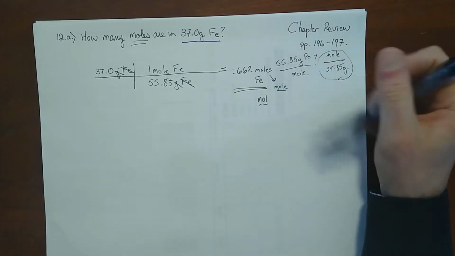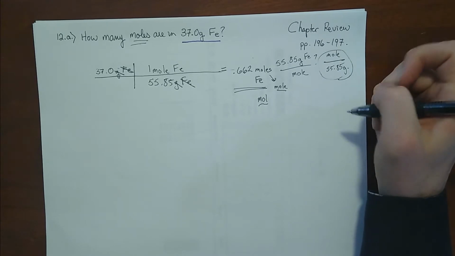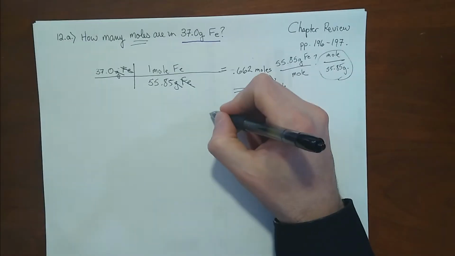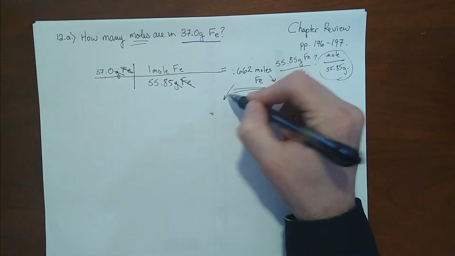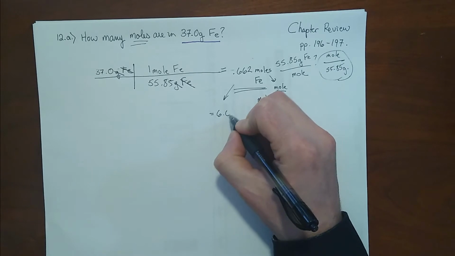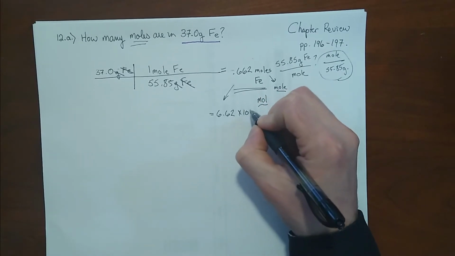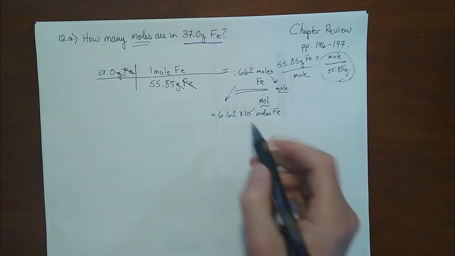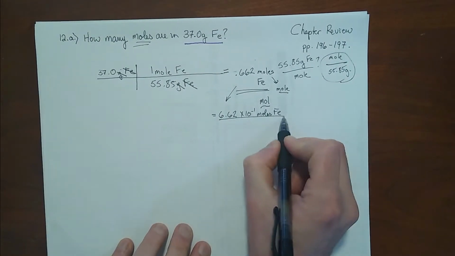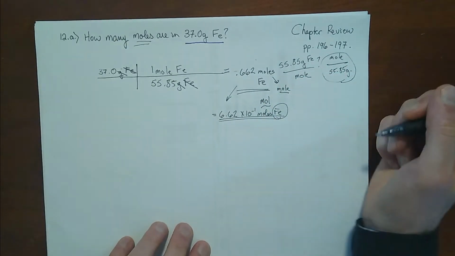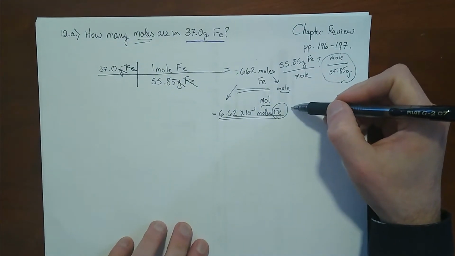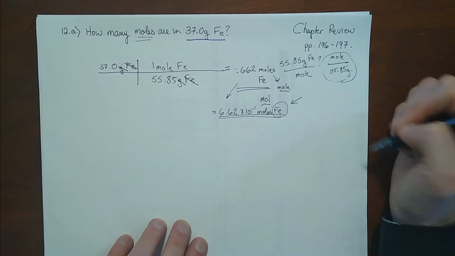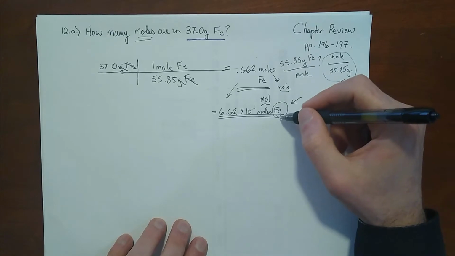Okay, so this is our number, but again, in chemistry, most of the time we want to be in scientific notation, so I'll ask you to put these answers in scientific notation. So if we convert this, it's going to be 6.62 times 10 to the negative first moles of iron. Now it might seem a little bit tedious to keep the whole unit in the sense of including the type of atom or compound that we're working with, but when we get to the next chapter and we start doing stoichiometry problems, you'll see that this is actually useful.